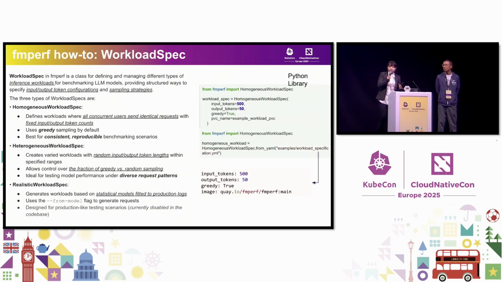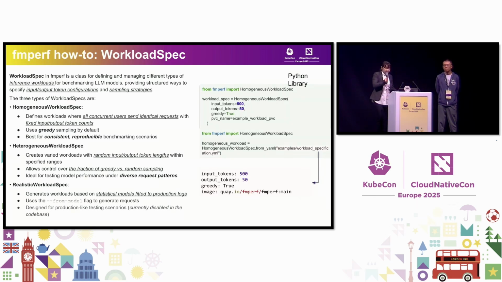Workload spec allows you to define what load testers you want to use. For example, here we use the default Fmperf load tester image, but you can change it to Triton client libraries or other types of load tester libraries. And it provides 3 types of workload specs, including homogeneous workload spec, which just defines the fixed input-output tokens for stress testing purposes. So it's more consistent and reproducible for benchmarking use cases.